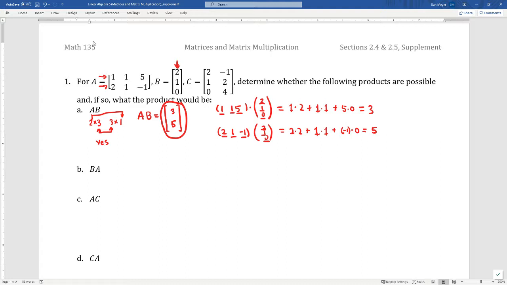In part B, if we try to do B times A, well, B is a 3 by 1 matrix, and A is a 2 by 3 matrix. These two middle dimensions don't match, so we can't do B times A. B times A is not a meaningful operation for those two matrices.